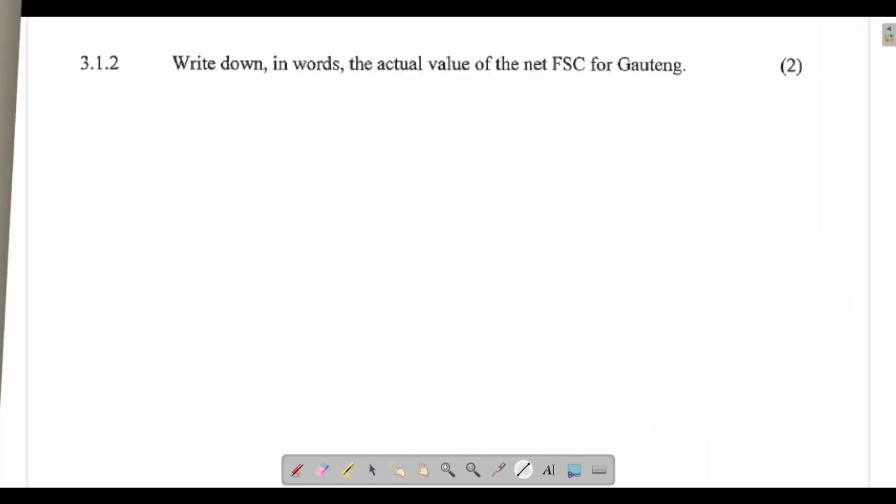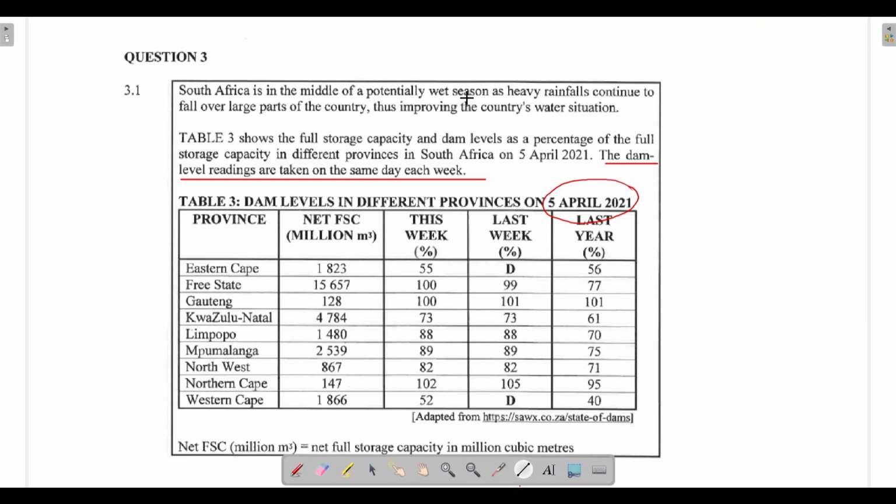Question 3.1.2 says: write down in words the actual value of the net full storage capacity for Gauteng, right? So we're going to go back to our Table 3, and we're going to look at the column that tells us about the net full storage capacity. So it's this column. And this question wants to find out what is the actual net full storage capacity for Gauteng. So we're going to focus our attention on Gauteng.